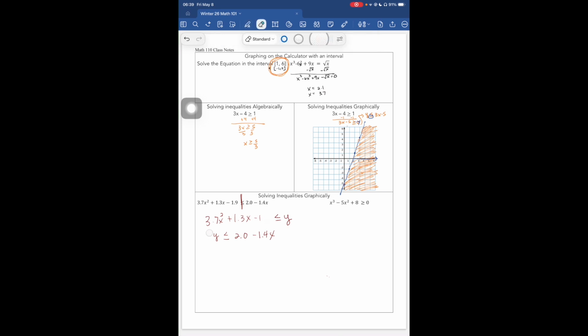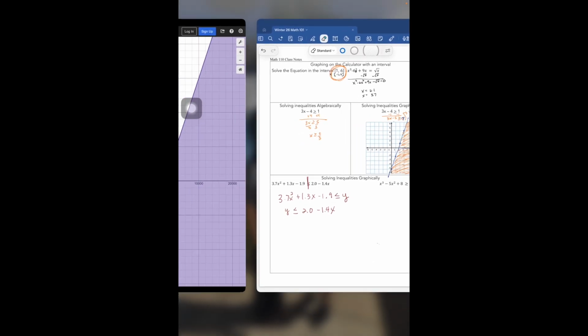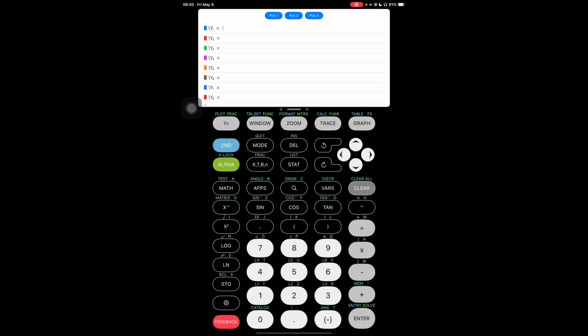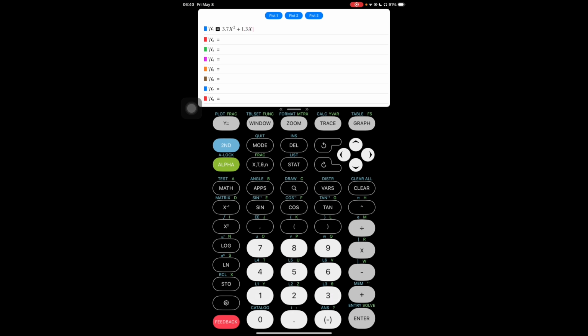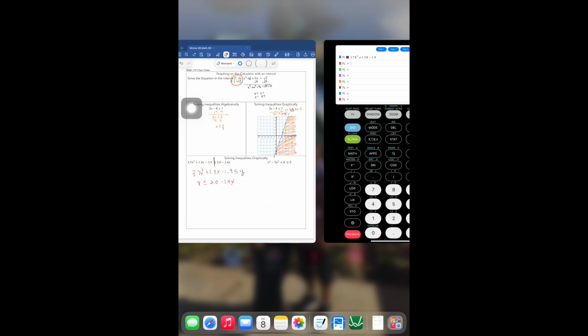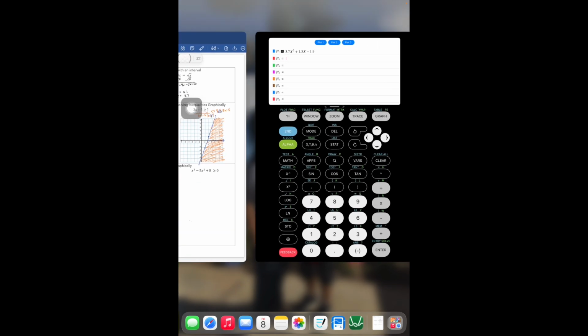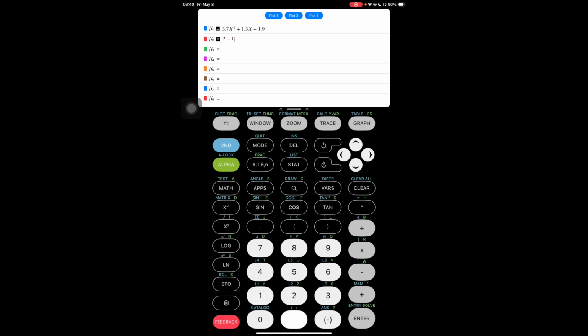I'm going to fix this. Okay, 3.7x squared, 1.3x, 1.9. Let's use our calculator. Let's clear. And we said 3.7x squared plus 1.3x minus 1.9. And then the second one, it was equal to 2.0 minus 1.4x. So 2 minus 1.4x. And we're going to graph.